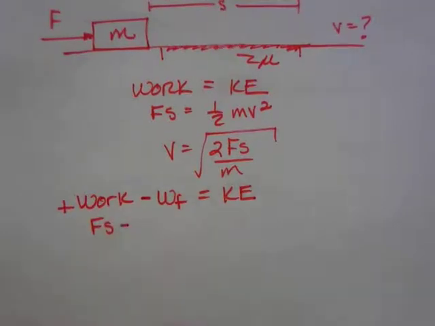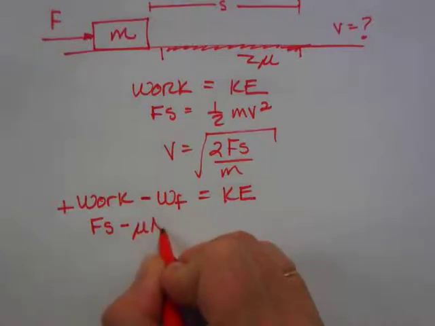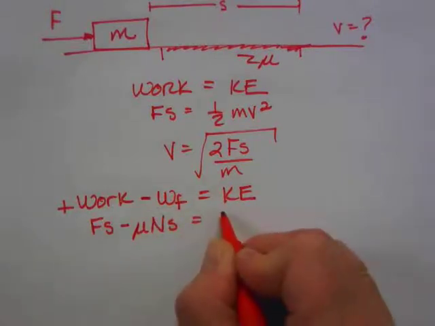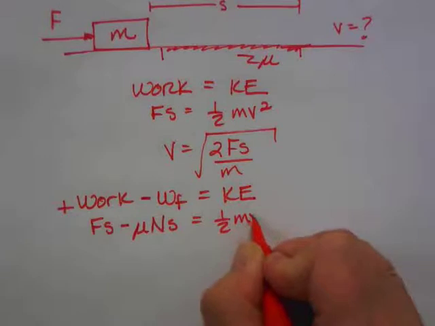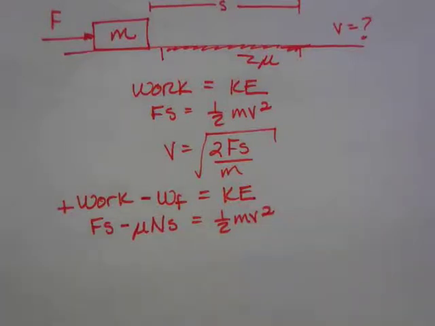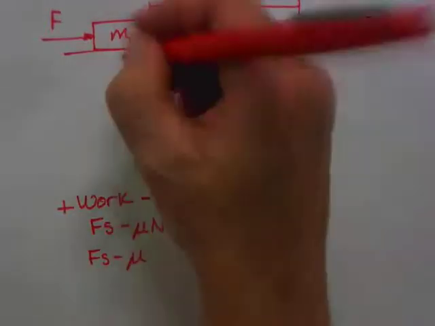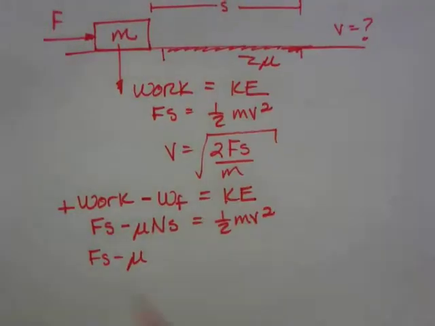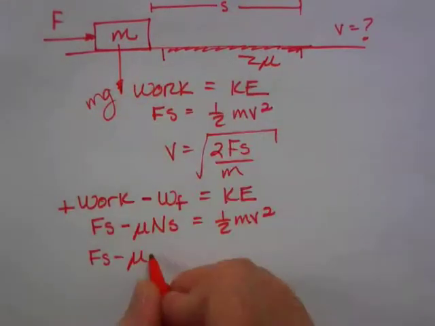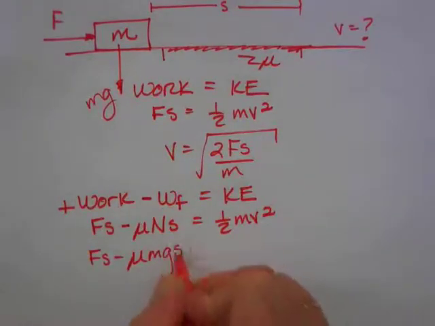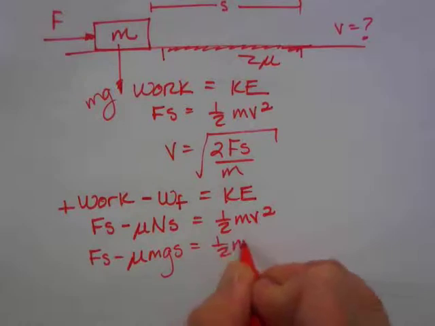So work is still force times distance. Work done by friction is mu times the normal force times the distance, and that'll equal 1/2 mv squared. Force times distance minus mu, and what's the normal force in this case? What's the normal force? M times 9.8, very good. So mg is the normal force, distance is s.